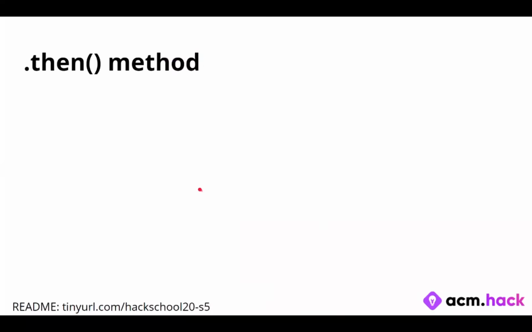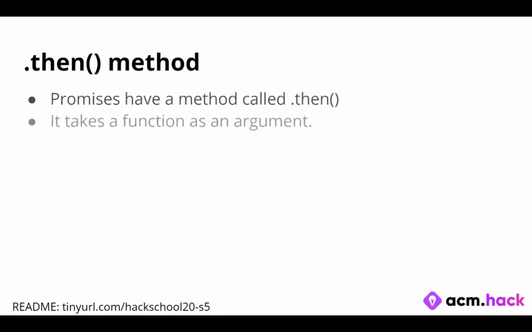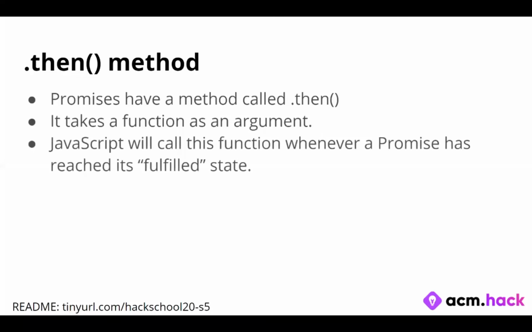And so moving on, right? So promises have a method called .then. Remember that promises are an object, and an object can have methods from our second workshop. So it has a .then method. So what is inside .then? .then takes a function as an argument. So inside these brackets, you can put a function in it. And JavaScript will call this function whenever a promise has reached its fulfilled state.